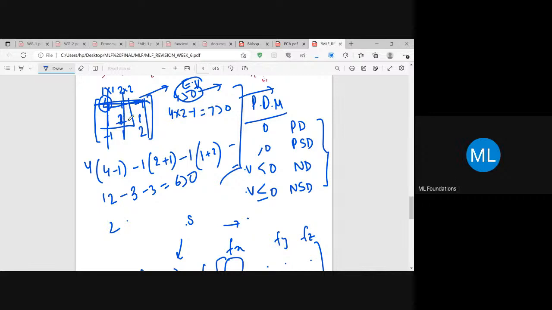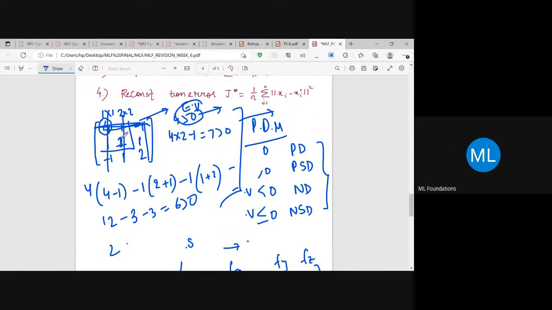For example, if for 1 cross 1 you got positive, but for 2 cross 2 you're getting negative, there are 2, 3 things you need to remember, like odd negative or even negative, odd positive or even positive. I'm not telling you that because it will cause a lot of confusion. If you are getting anything negative, just calculate the eigenvalues and see whether it is positive or negative. That's the best method.